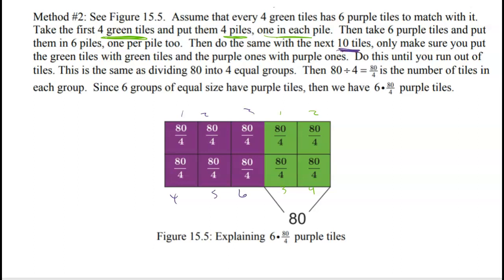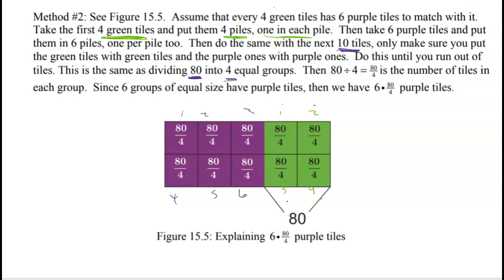And then we would just keep making sure that the green go with the green, purple go with purple, and we would keep going until we run out of tiles. This is the same as taking 80 green tiles and dividing them into 4 equal groups, because we're putting them into 1, 2, 3, 4 groups. So 80 over 4 is the number of tiles in each group, because we only have 80 green, so we're going to do that 80 over 4 times.